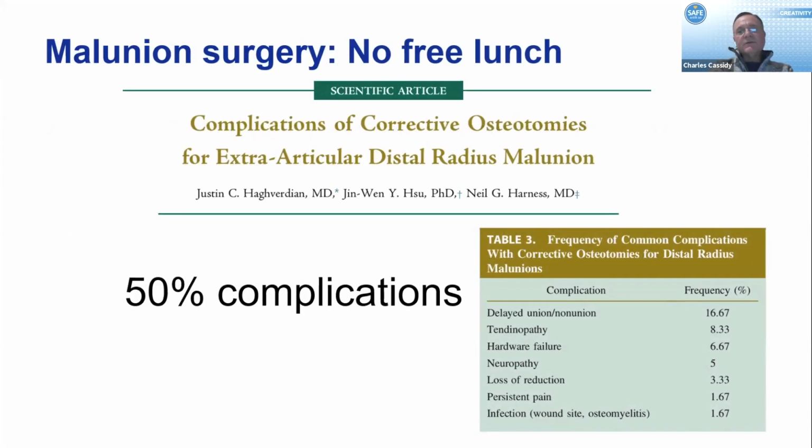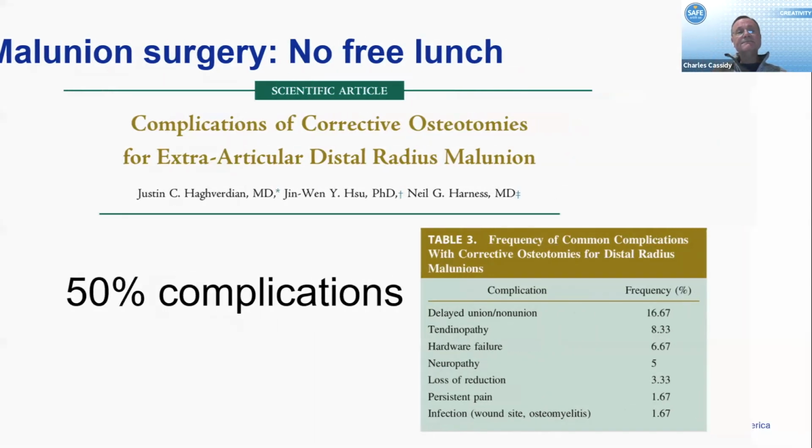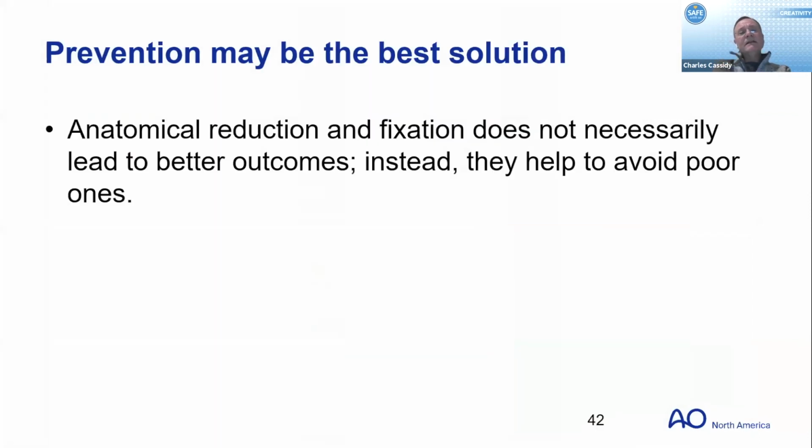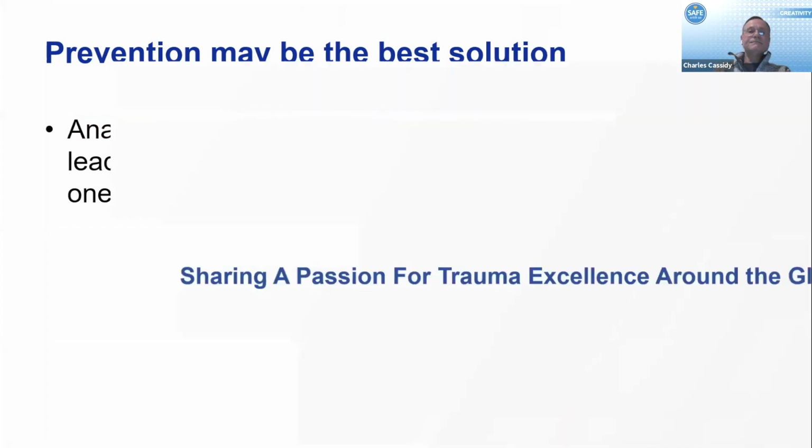But there's no free lunch with malunion surgery. In the last 2 years, there have been 2 papers. One demonstrated a 50% complication rate with osteotomies. The second from the Harvard program demonstrated that there's a lower complication rate with the volar correction than dorsal correction, but it's not insignificant. And then finally, I like this phrase, anatomic reduction and fixation does not necessarily lead to better outcomes, but instead it helps to avoid poor ones.